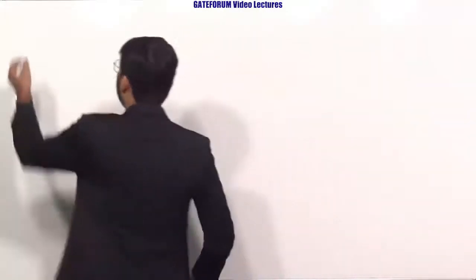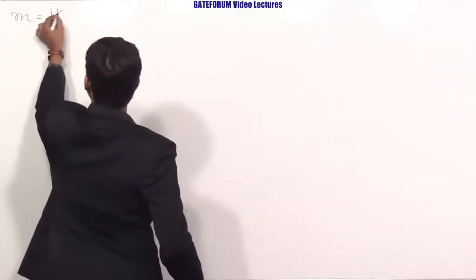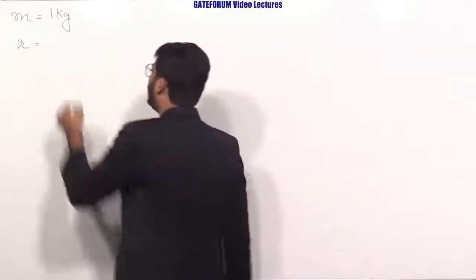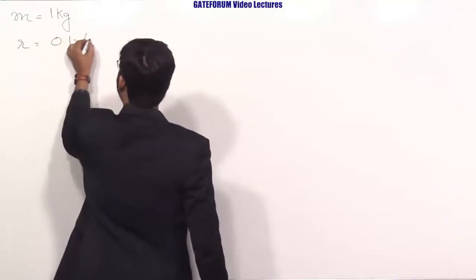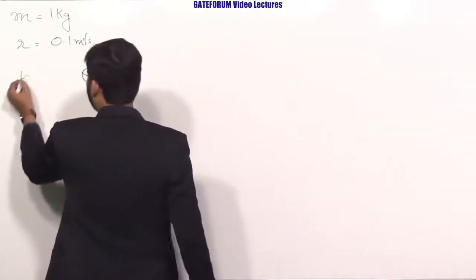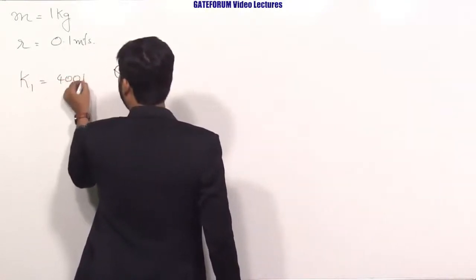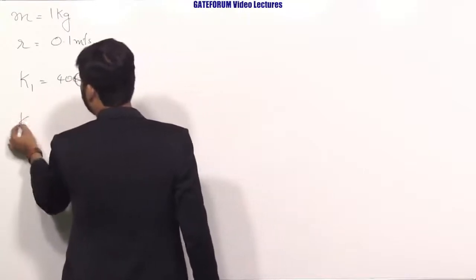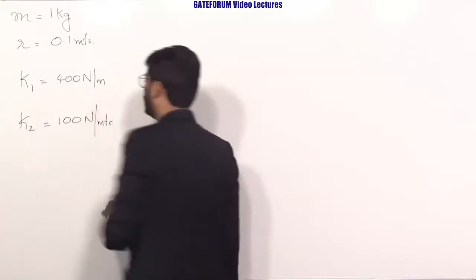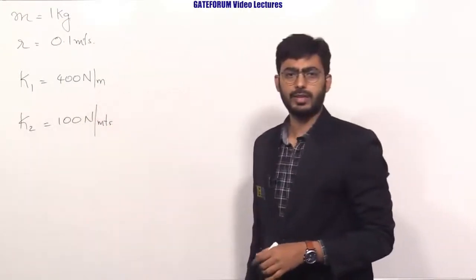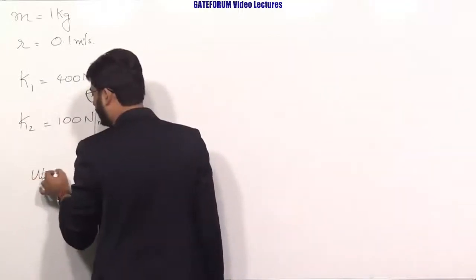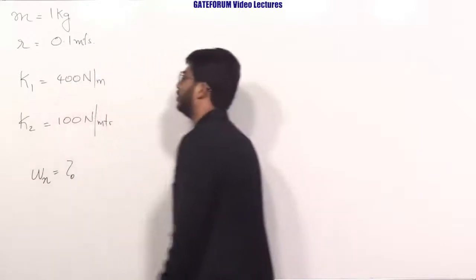Okay, here the mass is given to you as 1 kg, and radius is given as 0.1 meters. The stiffness K1 is given as 400 Newton per meter, and K2 is given as 100 Newton per meter. Okay, and what else? Yes, that's all. And he's asking you to compute the natural frequency of this system, that is omega n, how many radians per second.